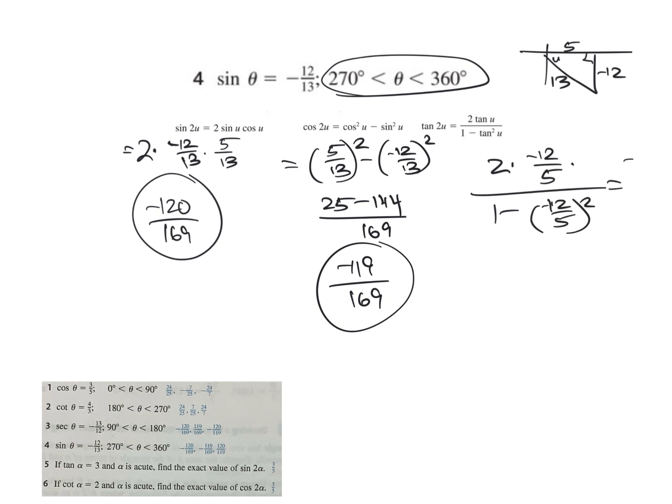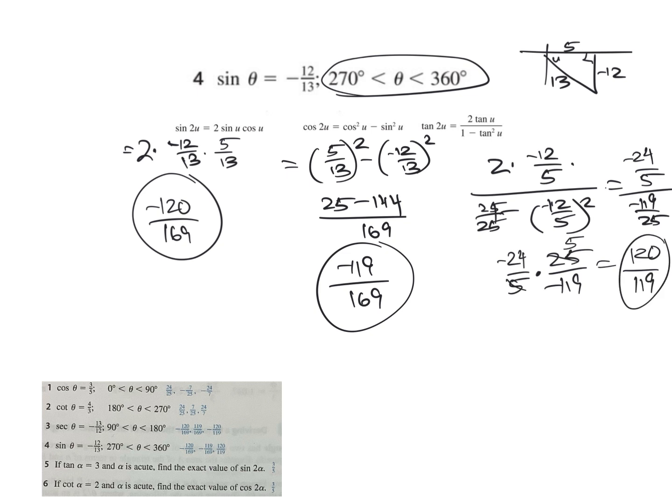So what do we have here? We got negative 24 over 5. The denominator is 25, so the 1 becomes 25 over 25. 25 minus 144 is going to be negative 119 over 25. So negative 24 over 5 times the reciprocal, 25 over negative 119. So negative times negative is positive. 24 times 5 is 120 over 119. So those are the answers that we have down at the bottom.